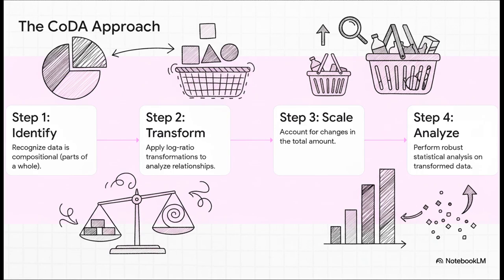And the way CODA works is actually pretty logical when you break it down. First, you just have to recognize you're working with compositional data. Then you use some special math to focus on those ratios between the components. You also have to account for any changes in the total amount, the overall size of your basket. Once you do that, you can run your stats and get a much truer picture.